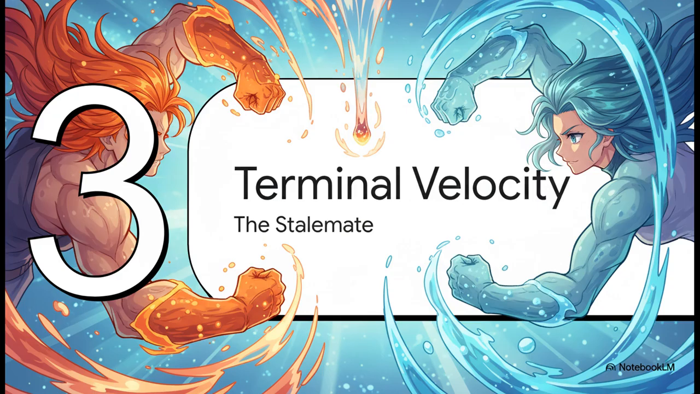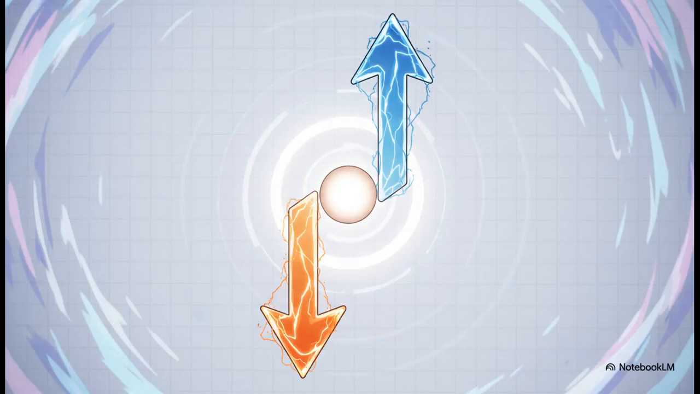So our particle is falling, it's speeding up, and as it does, that drag force just keeps getting stronger and stronger and stronger. And eventually, something's got to give. And that brings us to the climax of our particle's big journey, the stalemate. And this is it. This is the magic moment.